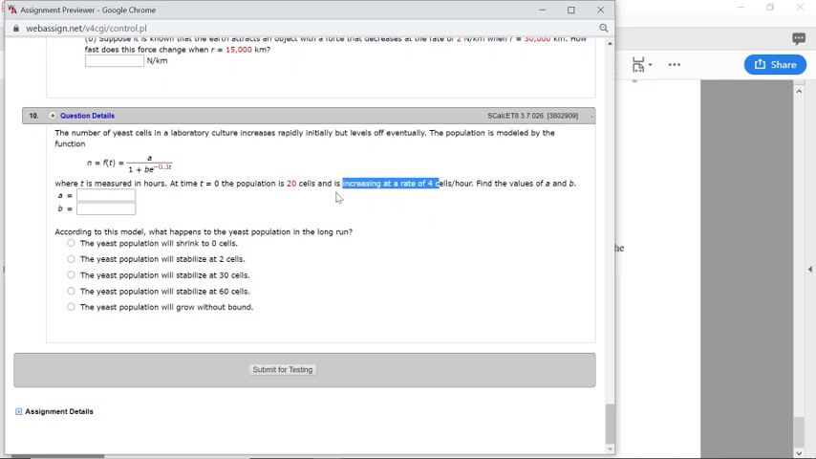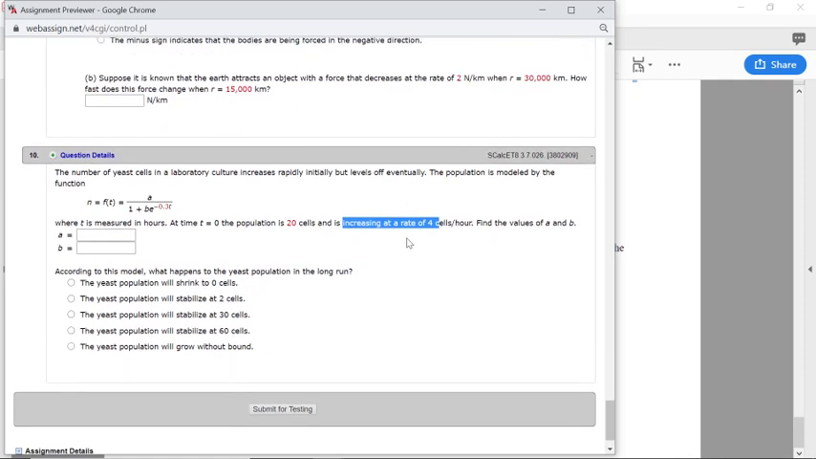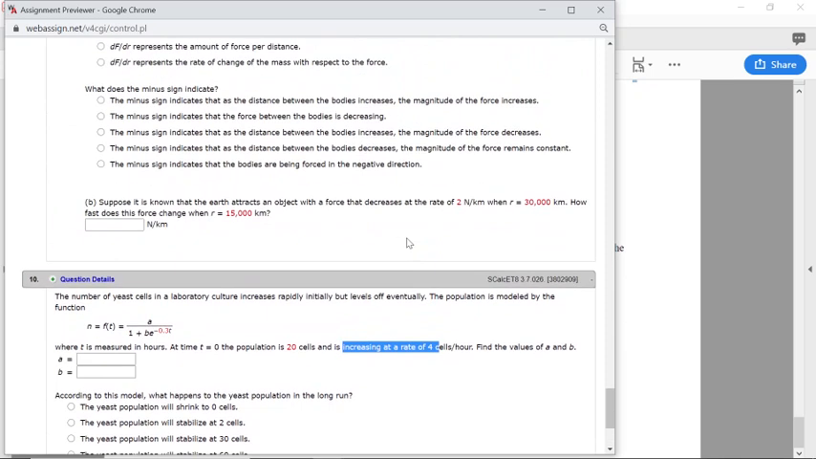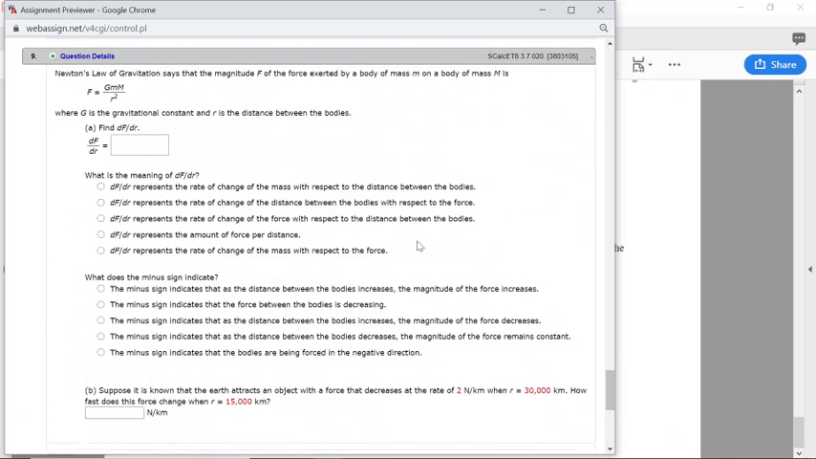That would give us a second equation. F of 0 equals 20 is the first one. F prime of 0 equals 4 is the second one. And with those two equations, we have a system of equations which we can solve for the values of A and B. So find the specific values of A and B, and then find out what happens to the population in the long run by the use of a limit at infinity. So it's a good combination of calculus and algebra going on here.